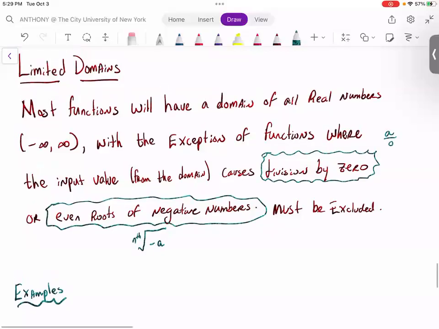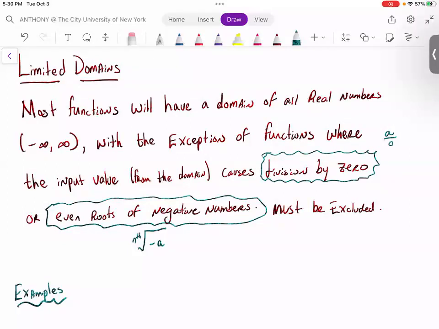All right, everyone. So in this video, I just want to talk about and clarify limited domains for us, or how to find domains of functions algebraically. So just keep in mind that most functions will have a domain of all real numbers, which can be interpreted using the interval notation negative infinity to positive infinity, with the exception of functions where the input value, right? Remember, your input values come from the domain.